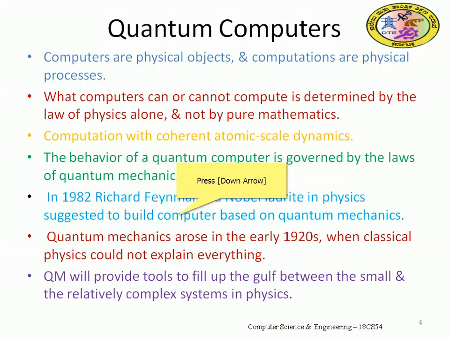There are small systems and very complex big systems, and there is a gap between these two, along with unanswered questions. That gap is filled by quantum mechanics. That is the potential of quantum mechanics beyond classical physics.